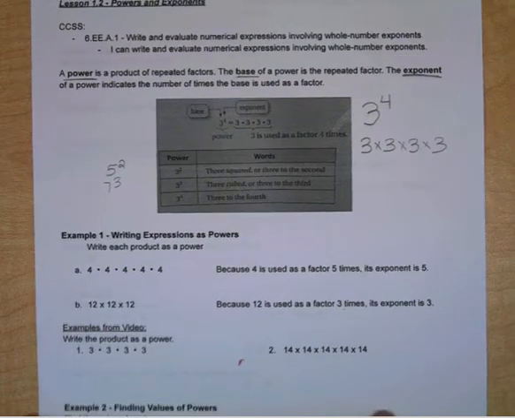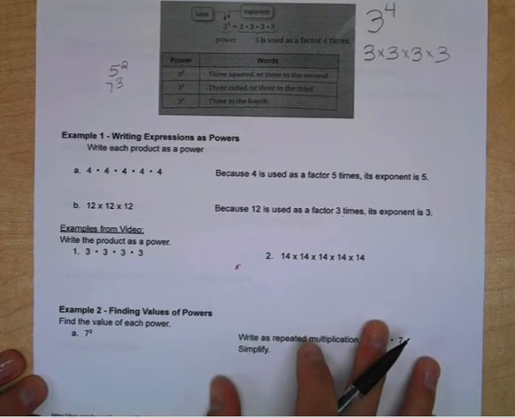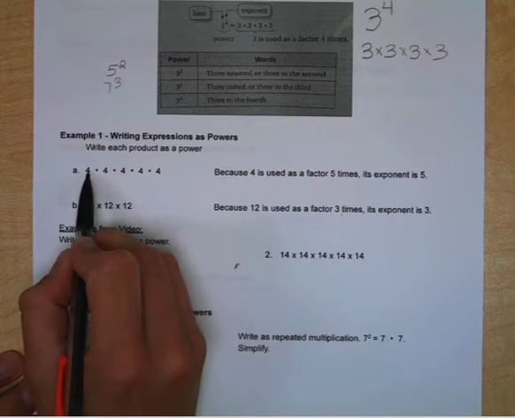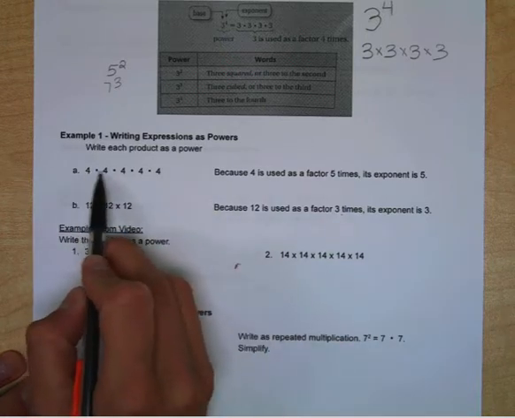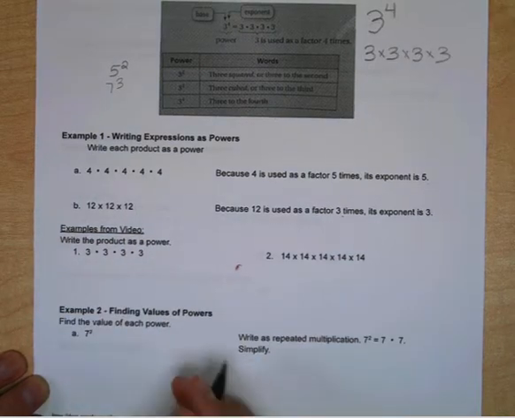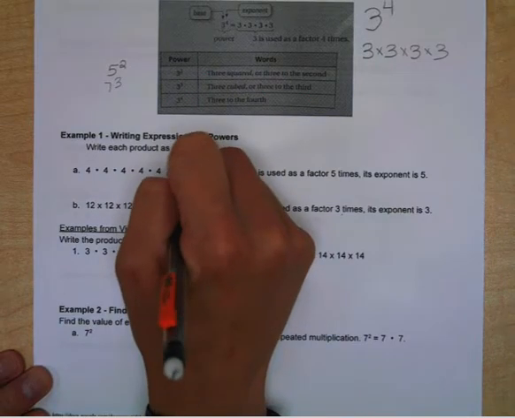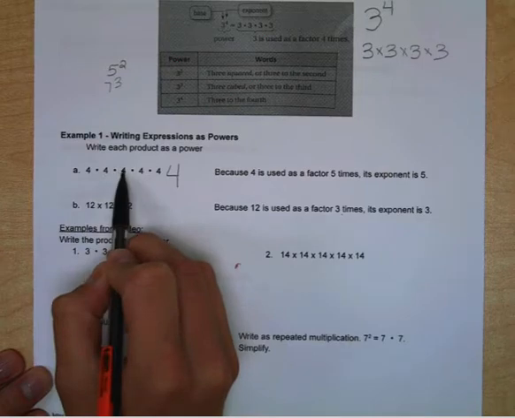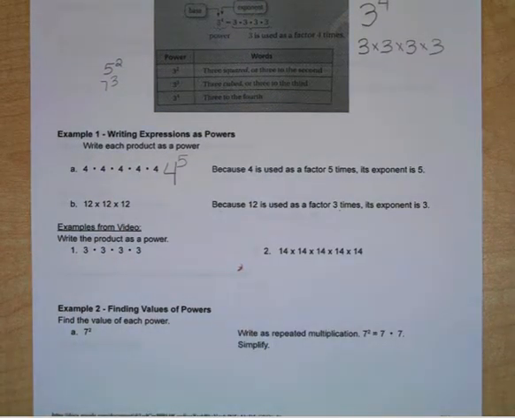Moving on to example 1 here. Example 1 is going to teach us how to write expressions as powers. It says write each product as a power. So example A, these little dots are the same as a multiplication sign. We see that we have 4 times 4 times 4 times 4 times 4. Now 4 is going to be our base because that's what we're multiplying. So we have 4, and our exponent is going to tell us how many 4's we have. 1, 2, 3, 4, 5. So we have 4 to the 5th power.